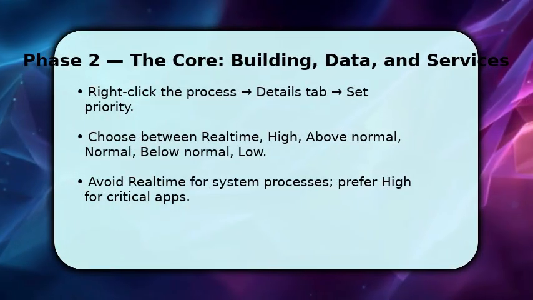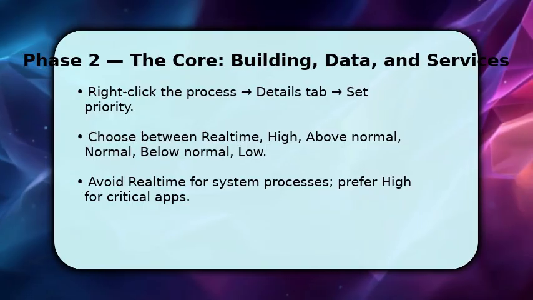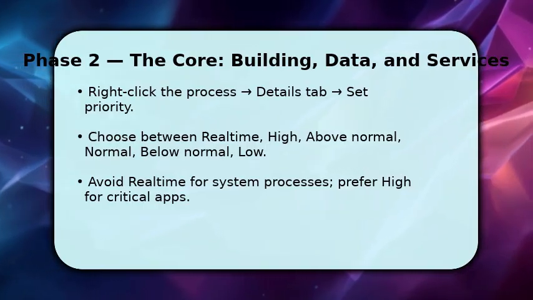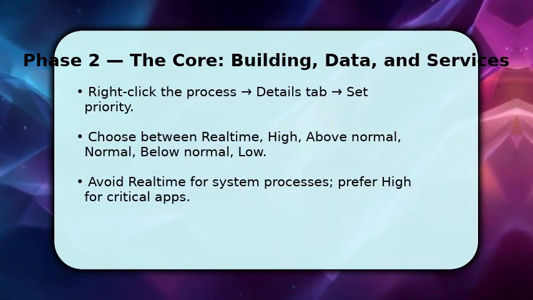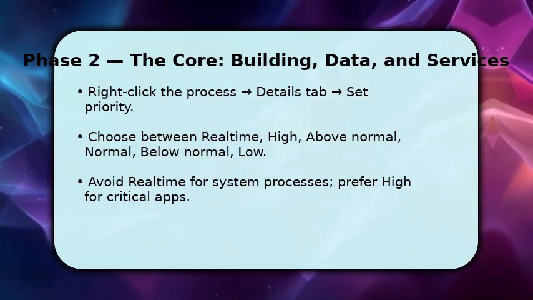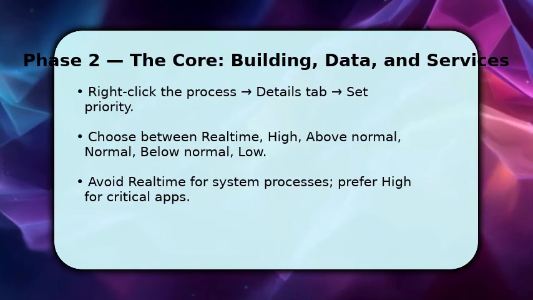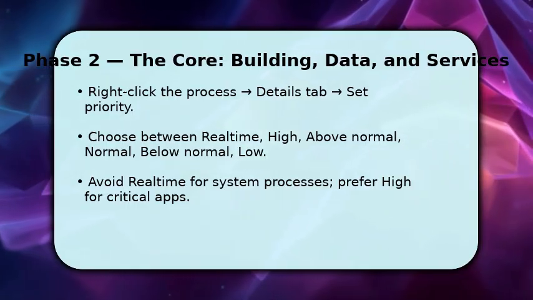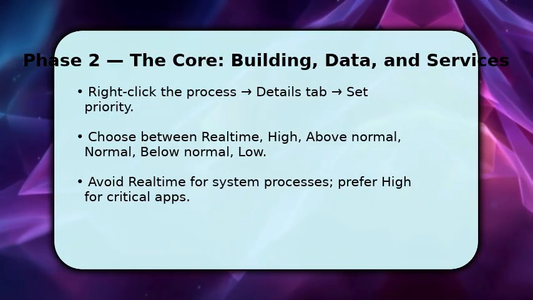You now change the priority. Go to the Details tab, find the process, right-click and select Set Priority. Choose High or Above Normal for responsive behavior, but remember why. Priority shifts allocate more CPU time to that process. Once you pick a level, confirm the dialog.